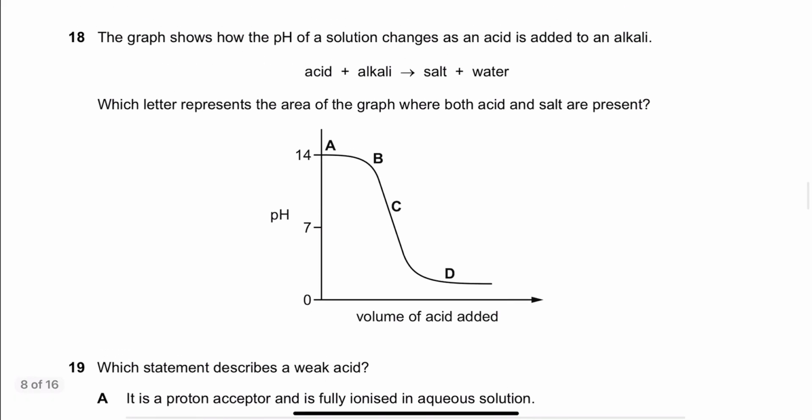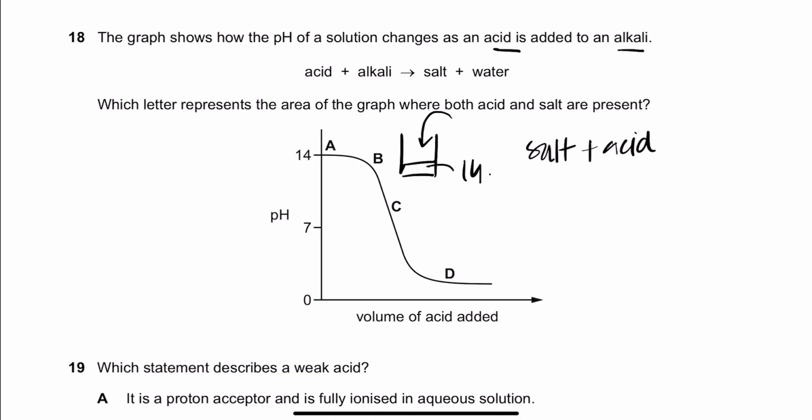Okay, then it says which letter represents, so you have acid, base, and salt and water. And it says which letter represents the area of the graph where both acid and salt are present. So what you realize is the salt has been formed, and then it says that acid is also present. So think about this. You have a pH graph and acid is being added to an alkali. So here you had in a beaker an alkali, and its pH was almost 14 here, it's shown, right? And you were adding acid to it to neutralize it, so it was getting neutralized again and again.